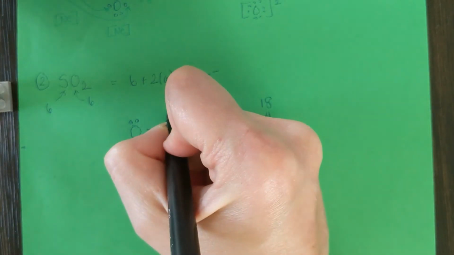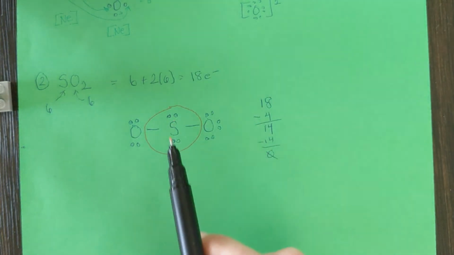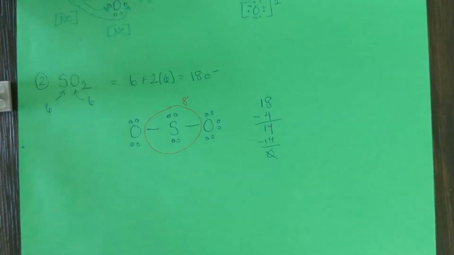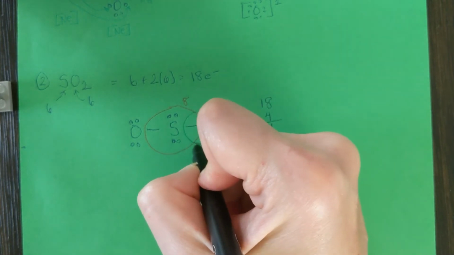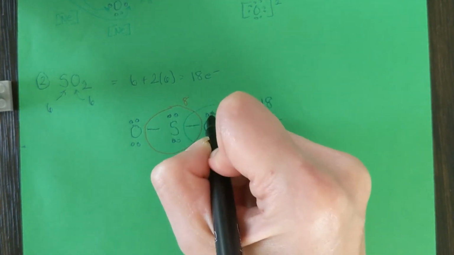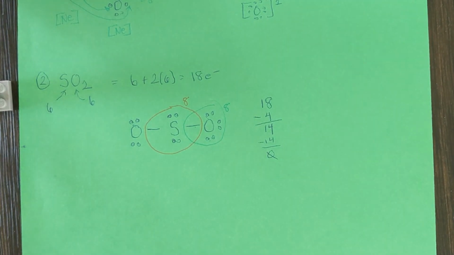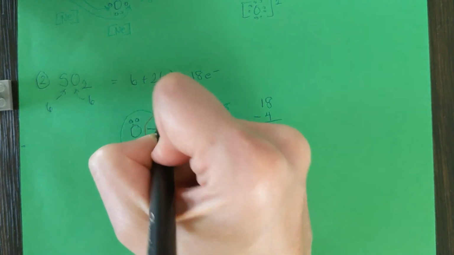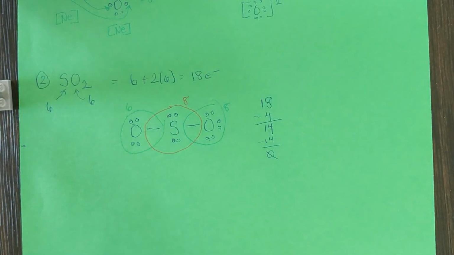Let's look at all of our atoms. We circle our sulfur here. Inside there we have 2, 4, 6, 8 valence electrons. This oxygen over here, if I circle it, has 2, 4, 6, 8 valence electrons. And my other oxygen on this side has 2, 4, 6, so only 6 electrons in the valence shell of this oxygen.